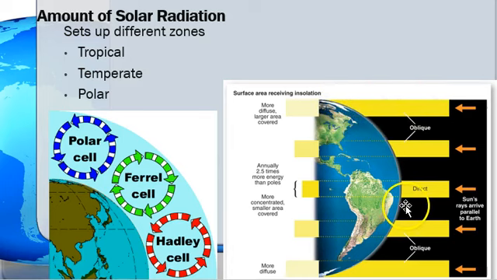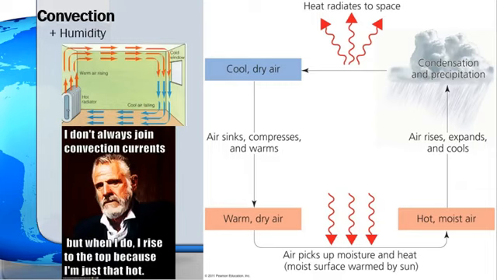Well, it turns out that this is going to set up different zones on Earth in terms of climate. And those zones are actually because it's going to be setting up these different air circulation cells that we're going to talk about in a second. But this is why we wind up with our tropical zone in the middle here, and then our temperate zone, and then as going up towards the poles, our polar zone. And it all comes back to this idea of convection.